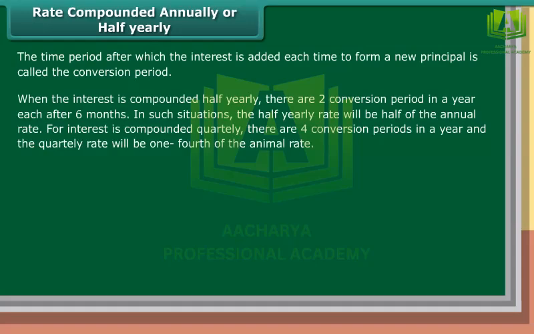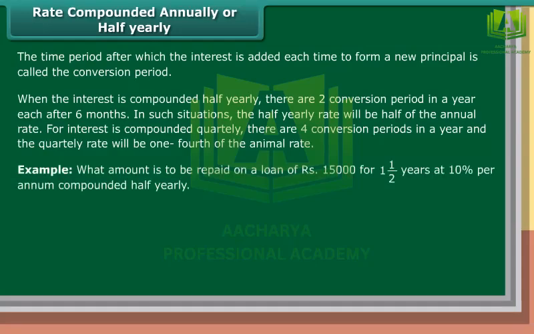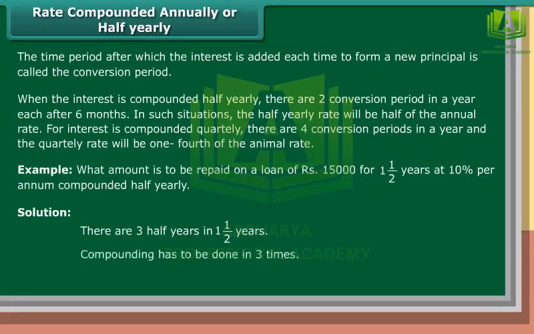of the annual rate. Example: what amount is to be repaid on a loan of rupees 15,000 in 1.5 years at 10% per annum compounded half-yearly? Solution: there are 3 half-years in 1.5 years. Compounding has to be done 3 times. Rate of interest = half of 10% = 5% half-yearly.